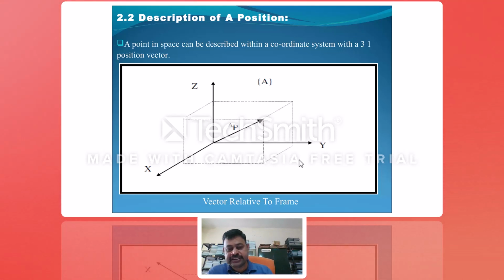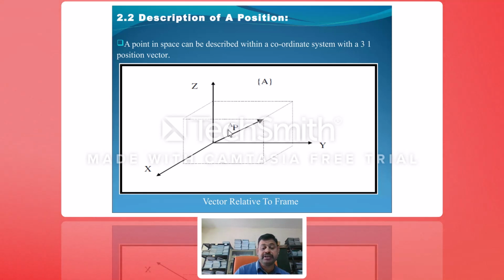We take an origin, a starting point, which is called the reference point. We discussed this previously. From the reference point, we ask how much distance that point is from the x-axis, y-axis, and z-axis. So this is the typical description of the position. For example, here x, y, z are clearly mentioned: x direction, y direction, z direction.